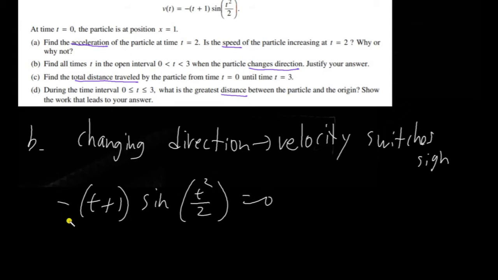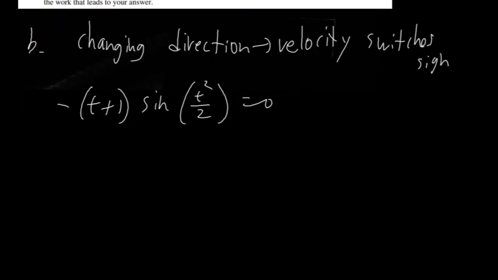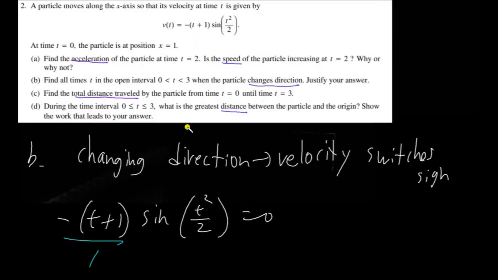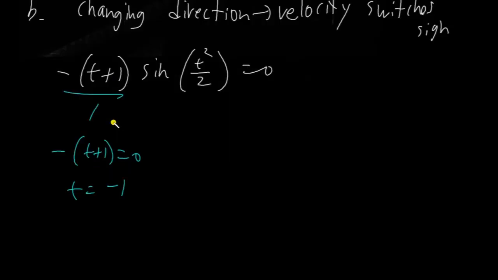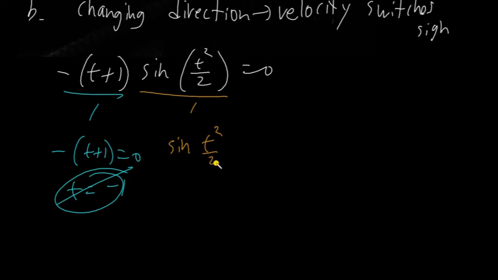And then, let's split this up into two parts. We'll have negative of t plus 1 equals 0. And that's going to get us t equals negative 1. But since we're only dealing with t values between 0 and 3, that's not going to be very useful for us. So we'll just eliminate that and say that this negative t plus 1 gives us no solutions. So now this next part, sine of t squared over 2. So we'll say sine of t squared over 2 equals 0.